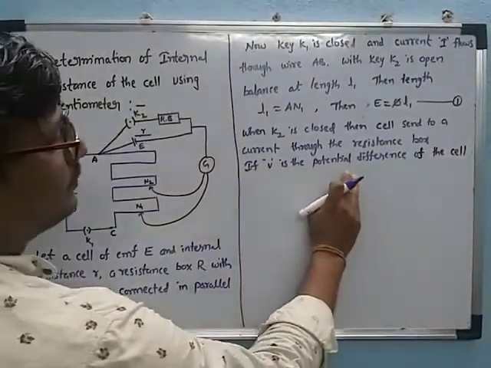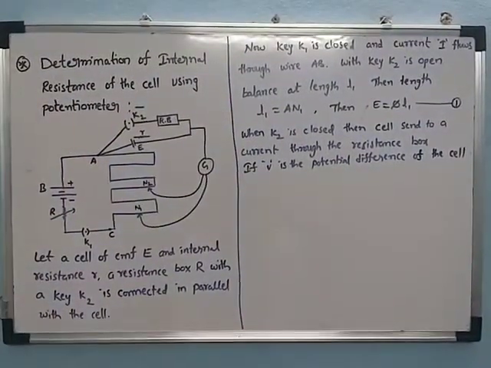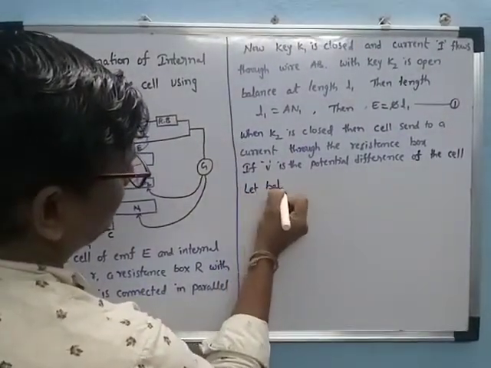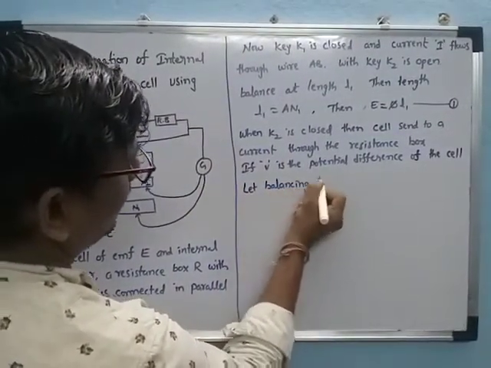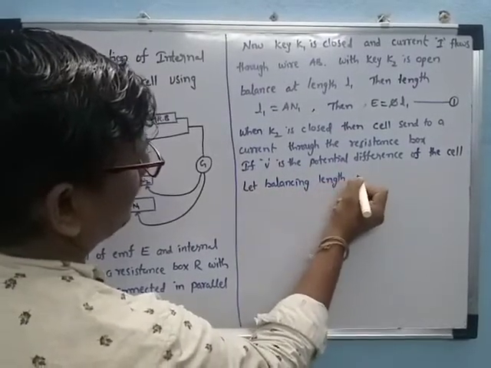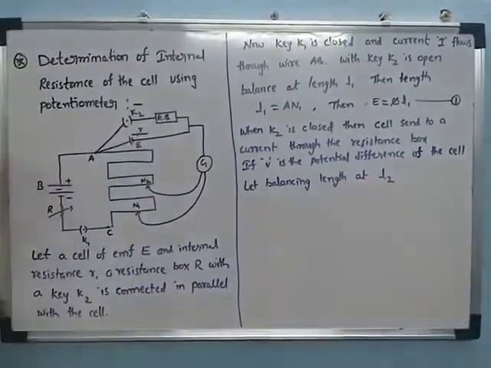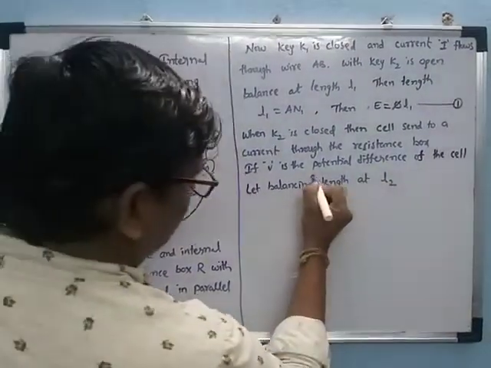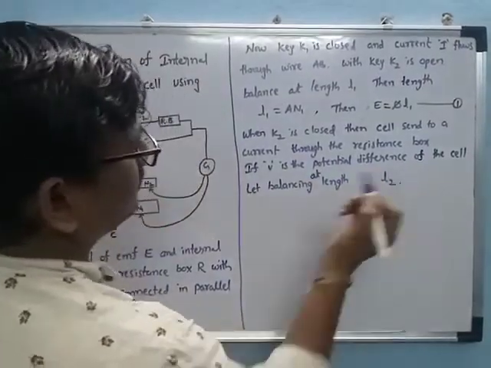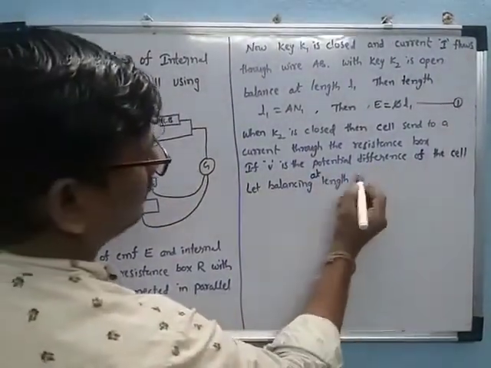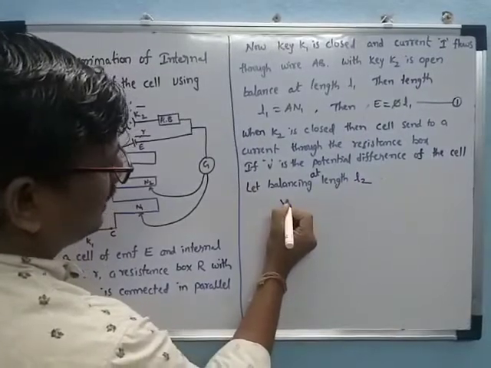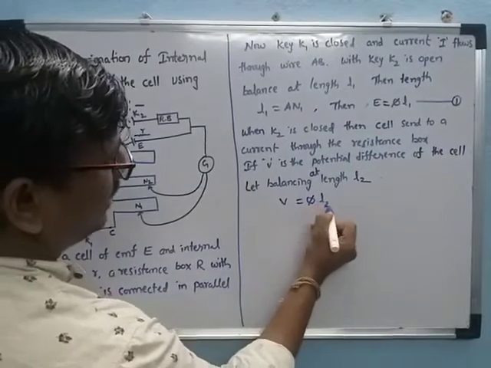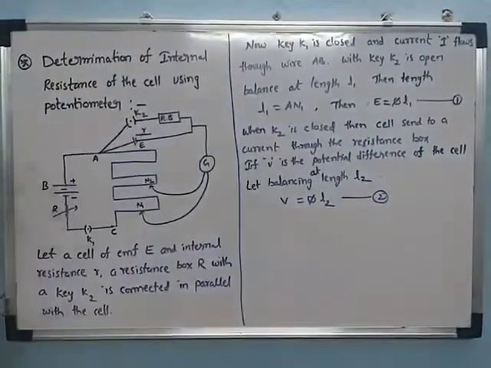If V is the potential difference of the cell, let the balancing length be L2. Balancing at length L2, the potential difference, what can we add here? The E is replaced by the potential difference V and the pi into L2. This is considered equation number 2.